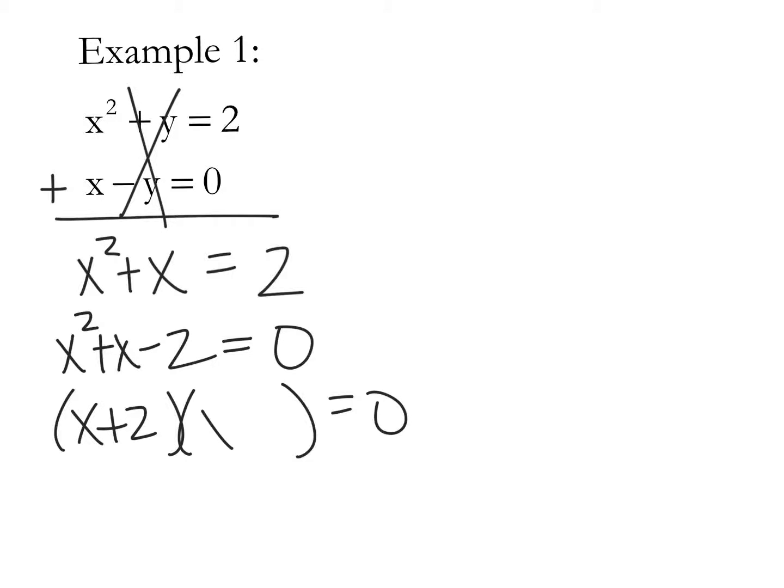X plus 2, x minus 1. That means I have two answers: x equals negative 2, x equals 1. Now be careful, because it's tempting to think the answer is negative 2 comma 1. We have two answers here.